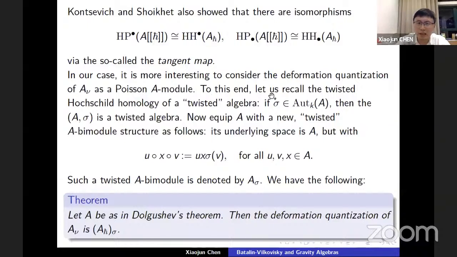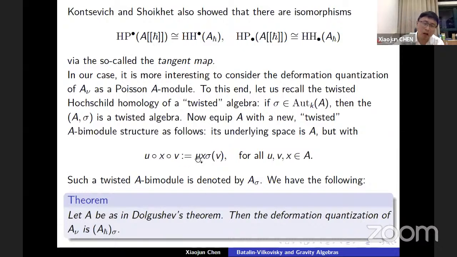To this end, let us recall the twisted Hochschild homology of a twisted algebra. Suppose sigma is an automorphism of algebra A. Then we call this pair (A, sigma) a twisted algebra. Now equip A with a twisted A bimodule structure as follows. The underlying space is A itself, but with the A bimodule structure like this. If you multiply mu to x from the left-hand side, it is the same.